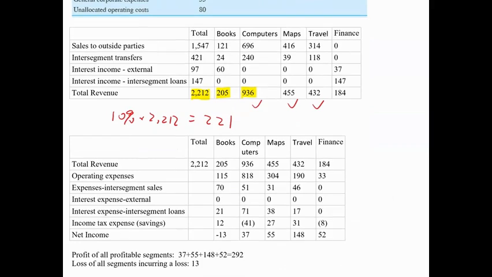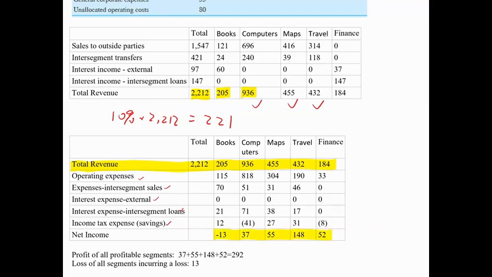Next one is the profit or loss test, and in this test we need to calculate the net income of each segment. First I'm going to use the total revenue just calculated from the last test and then subtract all the expenses here. In total we have 5 expense items. They are operating expense, expense from intersegment sales, interest expense, interest expense due to intersegment loans, and income tax expense. And then we get the net income for each segment.